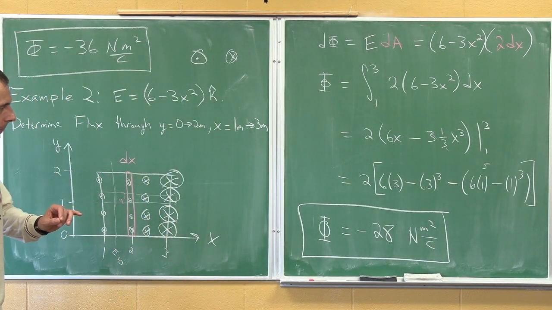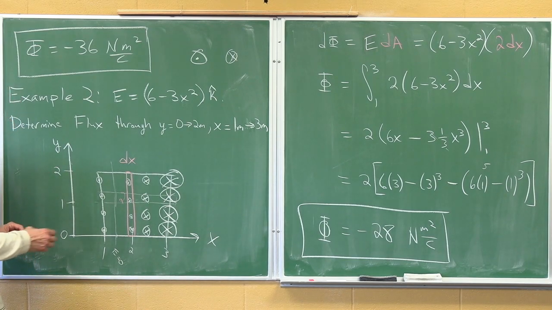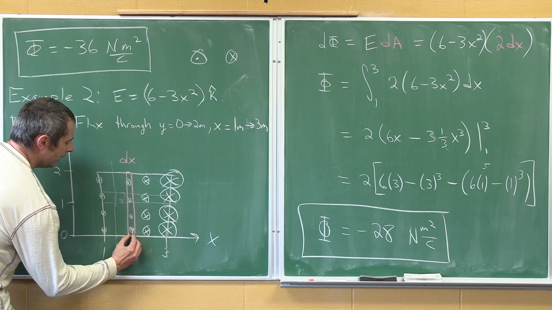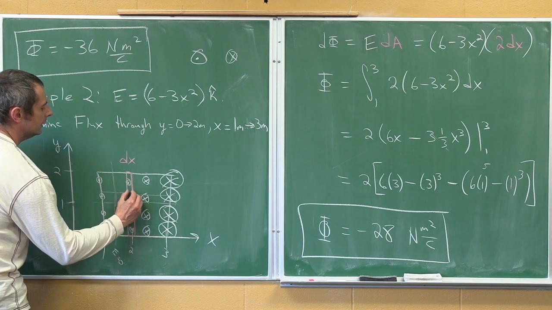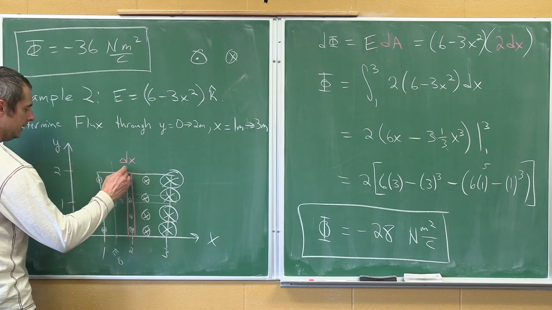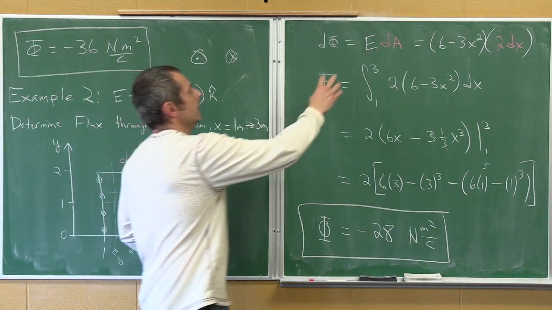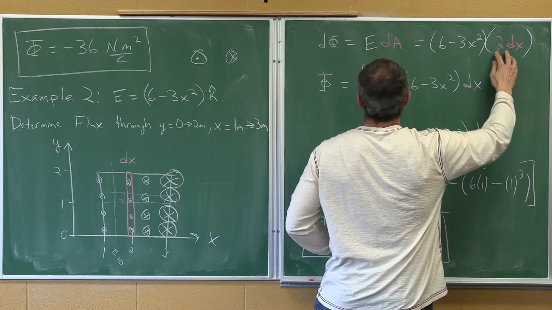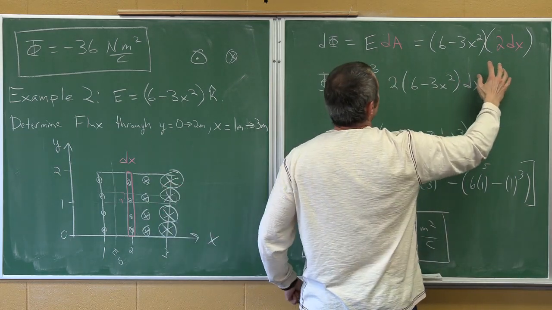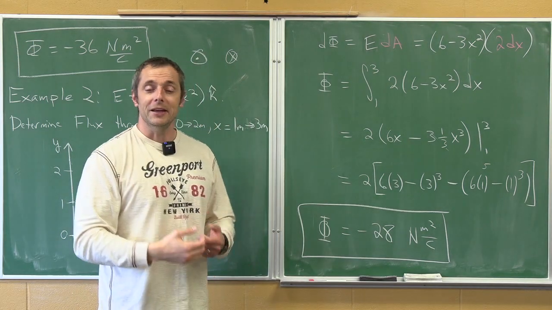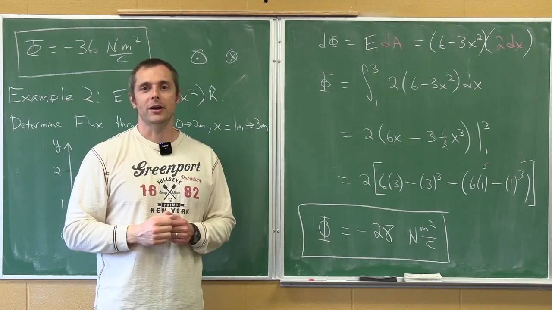So recap, what we do is we arrange the skinny rectangle in such a way that it captures a constant electric field through it. That means it's going to be a height of 2, a width of dx, and we do E times that area, 2 times dx, and that's the flux through there. And then we integrate over the entire shape. That gets us the flux over the entire shape.